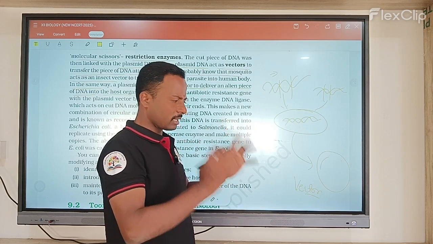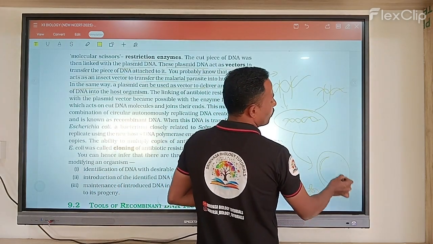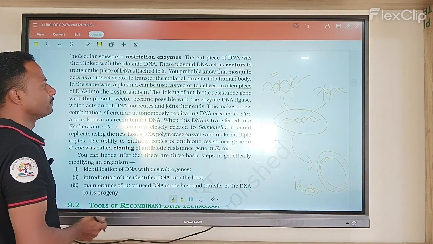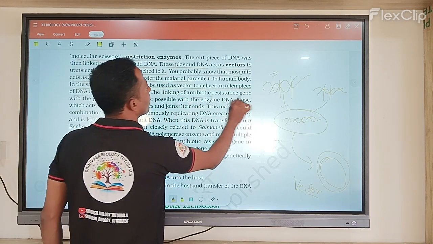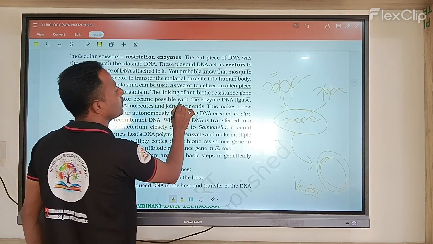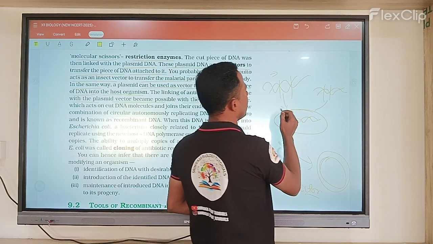We require a mediator that can easily be produced in multiple copies in the host body. Next, the linking of the antibiotic resistant genes with the plasmid vector becomes possible with an enzyme, DNA ligase. For example, when we are cutting this DNA, am I right?